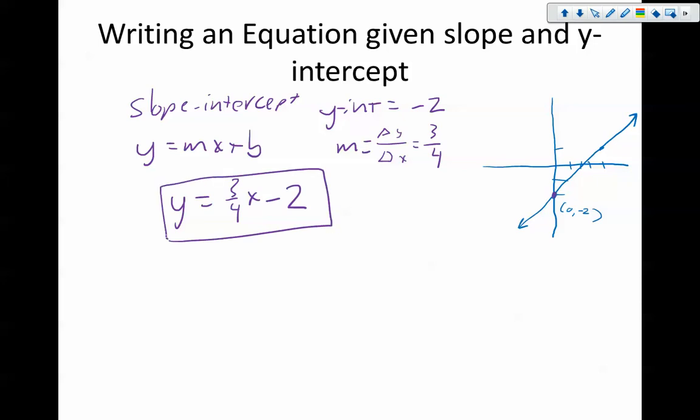So remember, it's all about finding the information that we can get and then using the appropriate form. In this case, I could find the y-intercept and I could find the slope. So slope-intercept form was the best form for me to use.